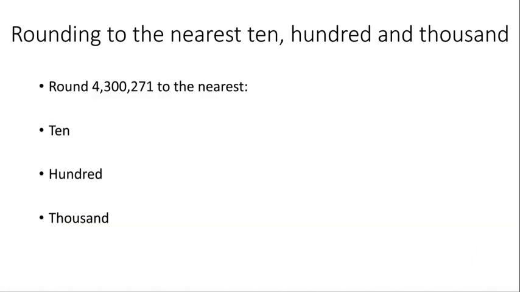Okay, in session 1 we were rounding to the nearest 10, 100 and 1,000, so we've got a number here, 4,300,271, and we're going to round it to the nearest 10, 100, 1,000. So first of all, write your answer. What is this number rounded to the nearest 10?